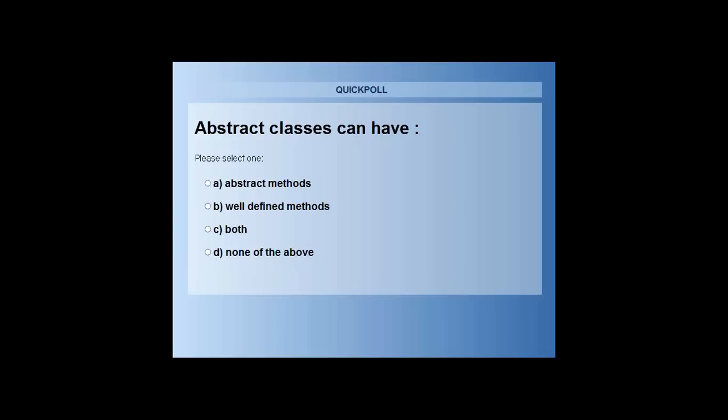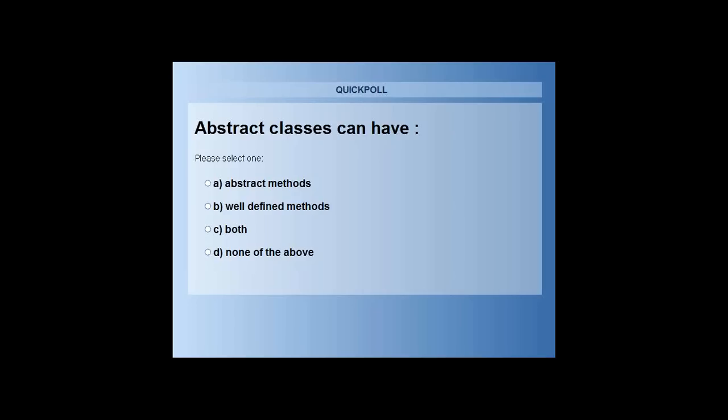I guess everyone should answer it correctly. Everyone go through it once again. That is, abstract class can have abstract methods, well-defined methods, both or none of the above. Only 82% of the people have voted. I request everyone to give your answers.